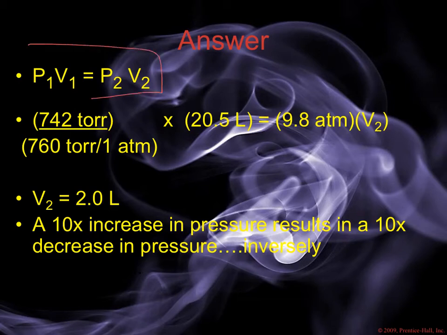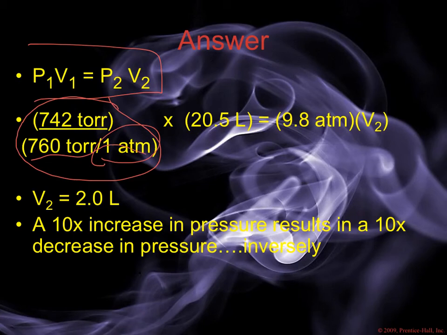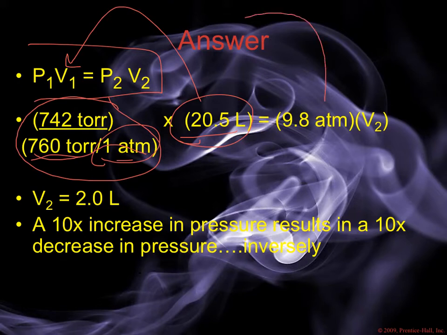Alright, Boyle's Law. I'm first going to convert pressure units so that they're all the same. So 740 torr I want to convert to atmosphere, so I know the conversion factor between torr and atmosphere. There are 760 torr in 1 atmosphere. The original volume, V1, was 20.5 liters. The new pressure is 9.8 atmosphere, and I'm trying to solve for the new volume, V2. When I rearrange and plug in the math, I get that the new volume is 2 liters.